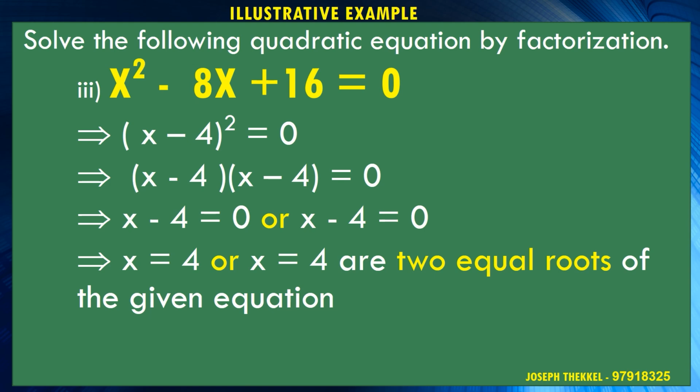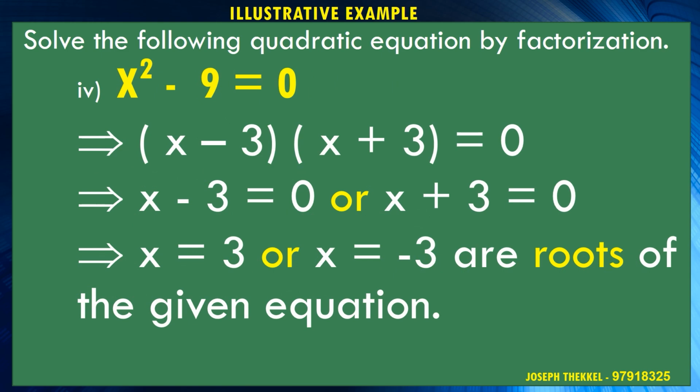Illustrative example. Solve the following quadratic equation by factorization. x² − 8x + 16 = 0. (x − 4)² = 0. (x − 4)(x − 4) = 0. x − 4 = 0 or x − 4 = 0. x = 4 or x = 4 are two equal roots of the given equation.